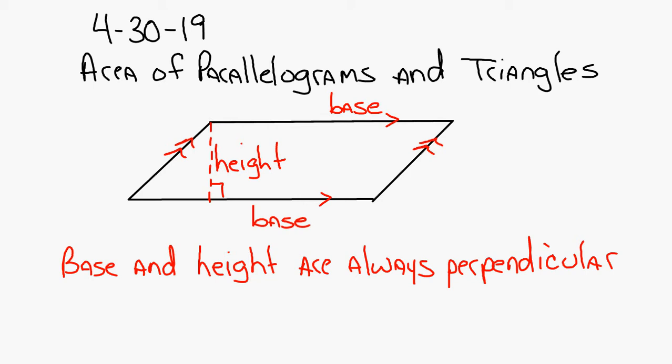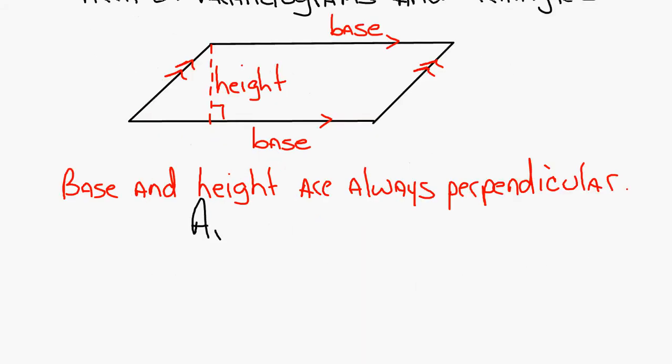If you're concerned with what dimension to use for the base and which one to use for the height, just make sure that they are perpendicular to each other. Because in a parallelogram, the bases are going to be congruent. The parallel sides are congruent. The area of a parallelogram is equal to the base times the height. So your area equals base times height.